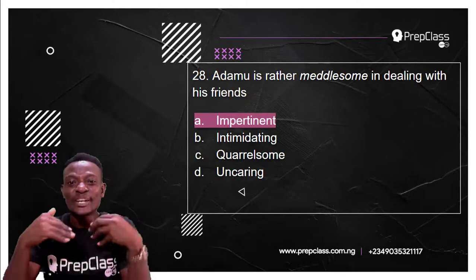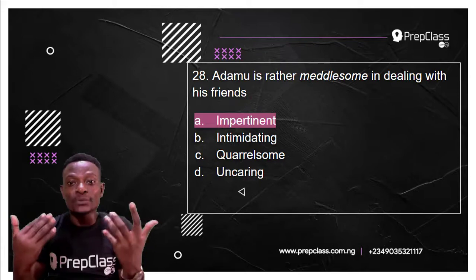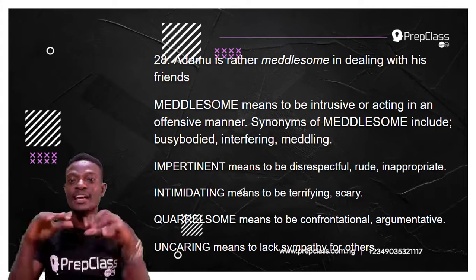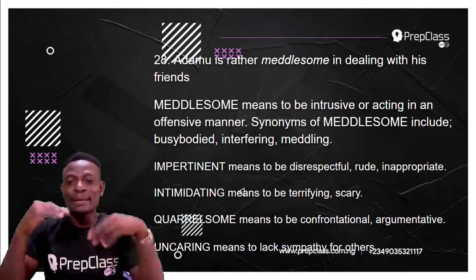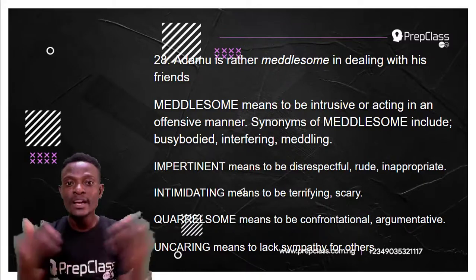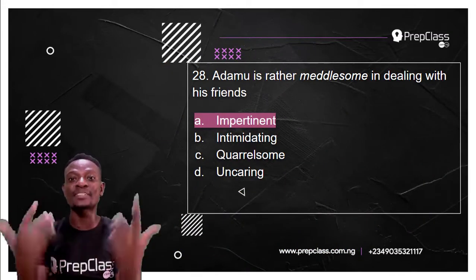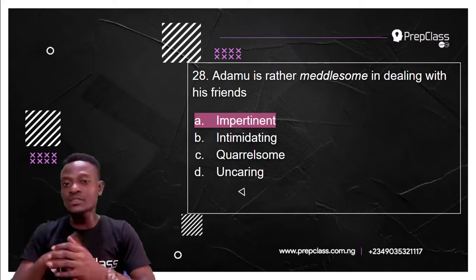Now, that is you being rude. You are not respectful. That is disrespectful. It is not appropriate. Remember, impertinent means to be disrespectful, to be rude. Being intrusive is being rude. So Adamu is rather meddlesome. Adamu is rather impertinent in dealing with his friends. Alright, let's move on to the next question.